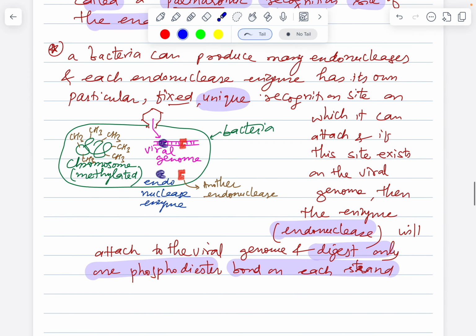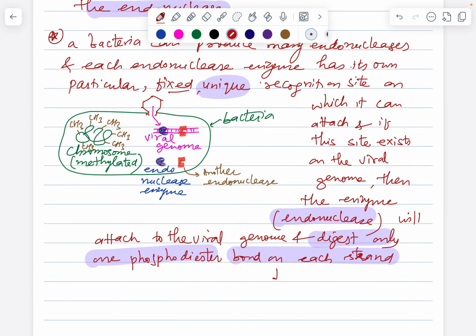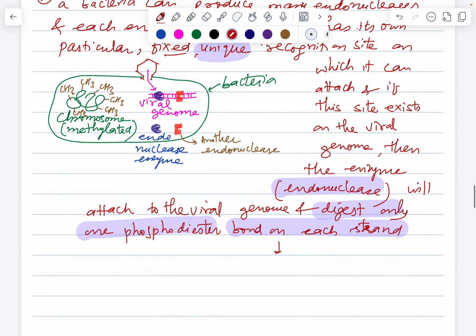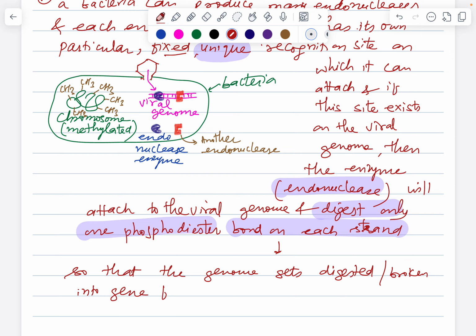Okay, so endonucleases will attach to fixed recognition sites, which are palindromes on the DNA, and digest only one phosphodiester bond on each strand, so that the genome gets digested or broken into gene fragments and not individual nucleotides. And isn't that what the bacteria wants? Because it wants to get rid of the virus.